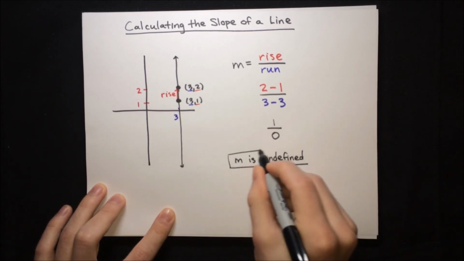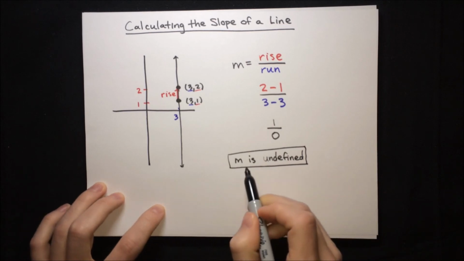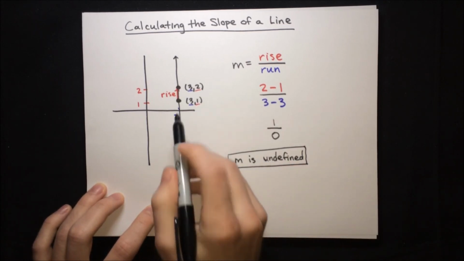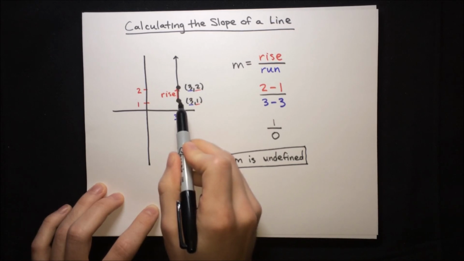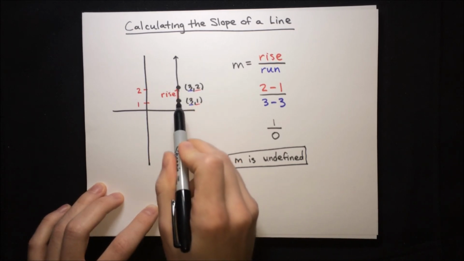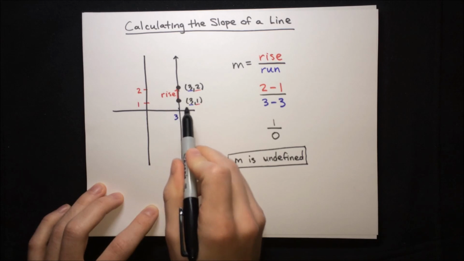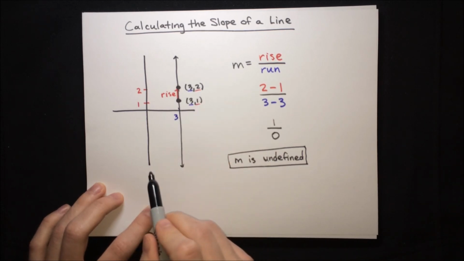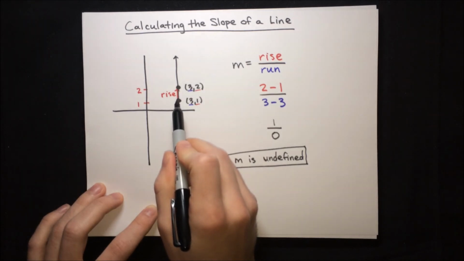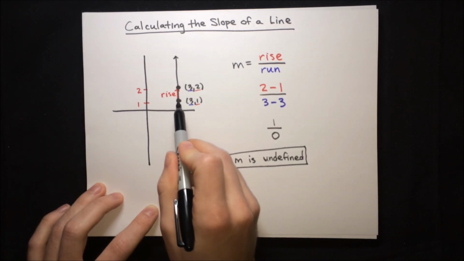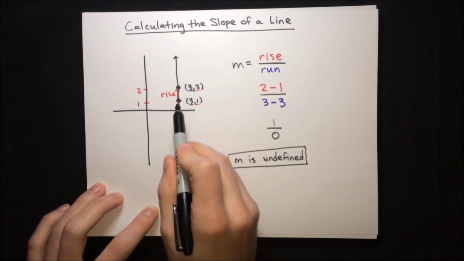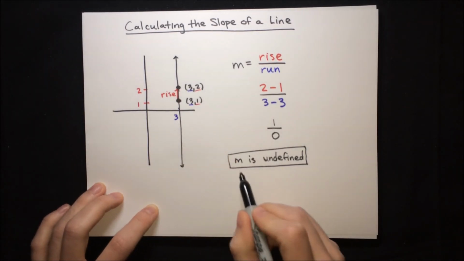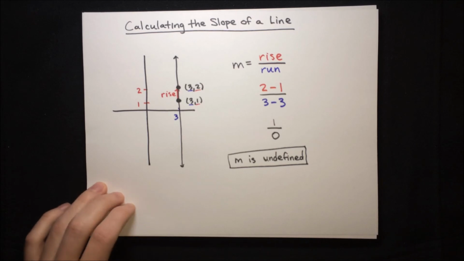And what that means in terms of the graph is that it doesn't make sense to go over 1. We can't go over 1 in the line because the line is straight up. There aren't any points of the line that have an x-coordinate of 4, that's 1 more than 3. So we can't actually do the geometric interpretation of going over 1 and then up some amount. We just have to go straight up some amount. So the slope is not going to be defined in this case.